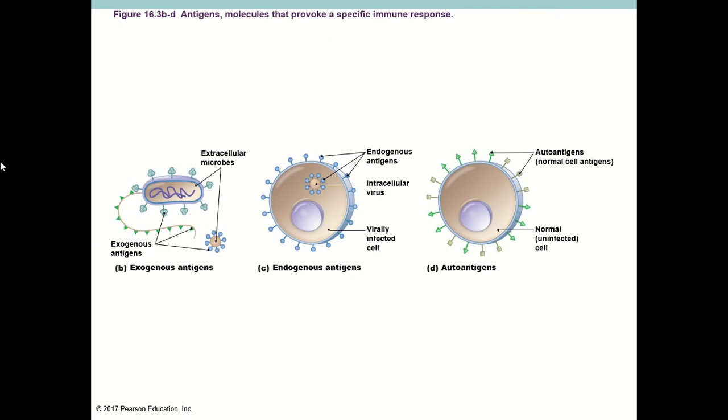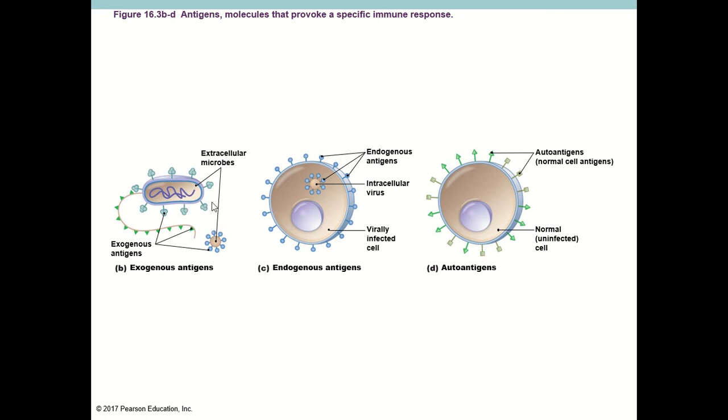All right, so these are the different sources of antigens. There are three general sources: exogenous, endogenous, and autoantigens. Starting with exogenous antigens, these come from the outside of the body. For example, microorganisms. This looks like a bacterium right here. This might be, not sure, a virus.